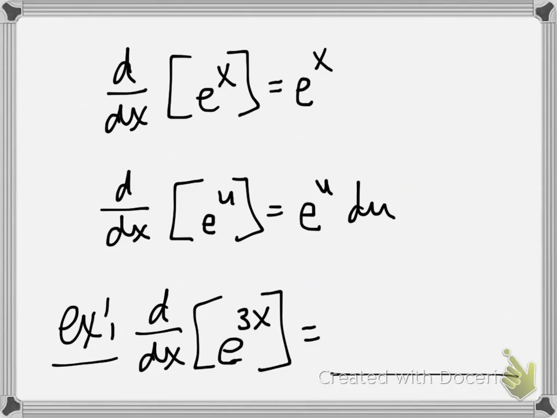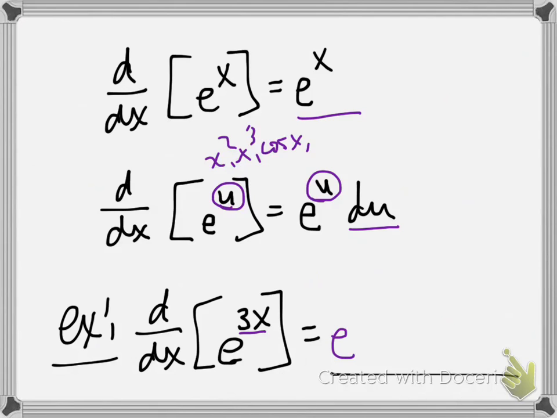Okay, so the derivative of e to the x is itself. The derivative of e to the x is e to the x. The derivative of e to the u, recall that u could be x squared or x cubed or cosine or tangent or any function, is e to the u times du. So for example, to take the derivative of e to the 3x, first I rewrite e to the 3x, times the derivative of 3x, which is 3. So the derivative of e to the 3x is 3e to the 3x power.